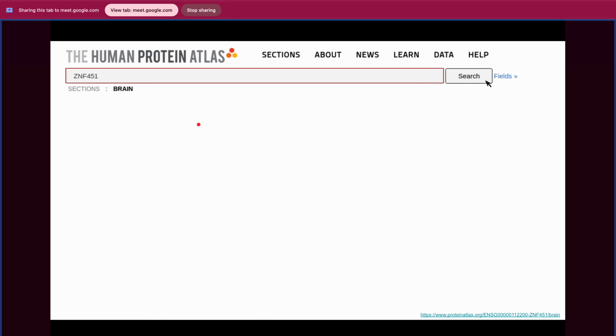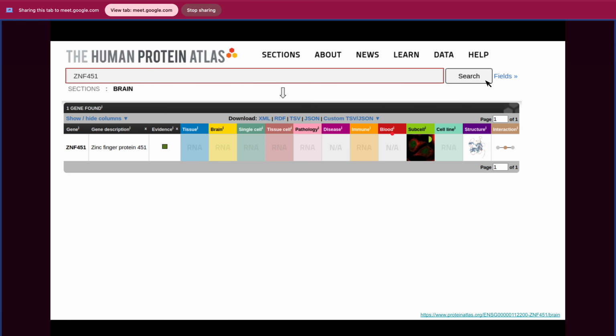Now we can also search for any gene specifically. For example, if I'm studying some gene, I can also find it in the brain section. Not only on the brain, we can find it in all the sections. What we have to do is, in the search bar, simply write the name of the gene. We can write the gene name or gene ID, anything, and click on search. Then it will find that gene. In this case, ZNF451.